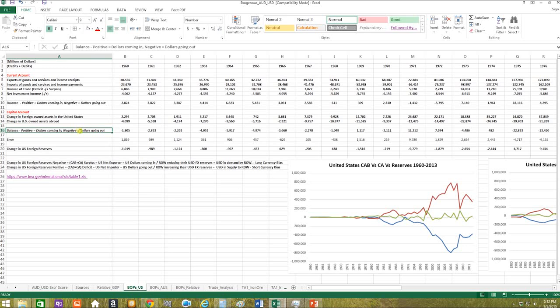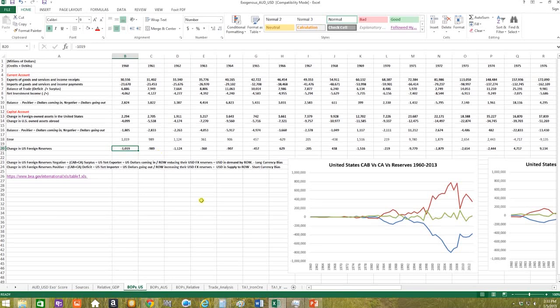Now, if the balance is positive, it means more dollars are coming in. If the balance is negative, it means more dollars are going out. And here we have a negative balance. When we add the two together, the error is positive. And to make this equal 0, we have to add back in a negative number. So the balancing item in this circumstance is negative.